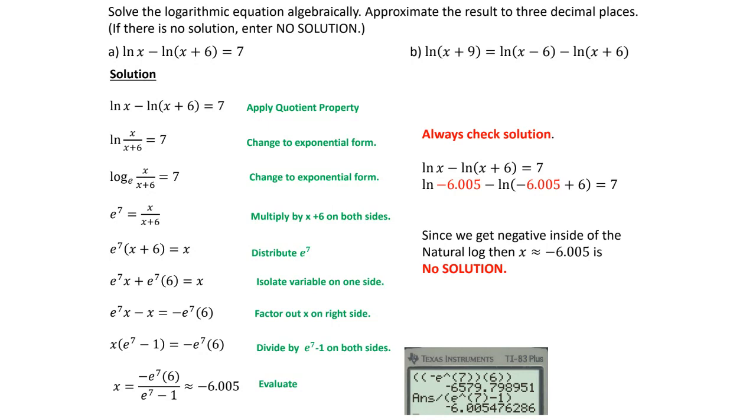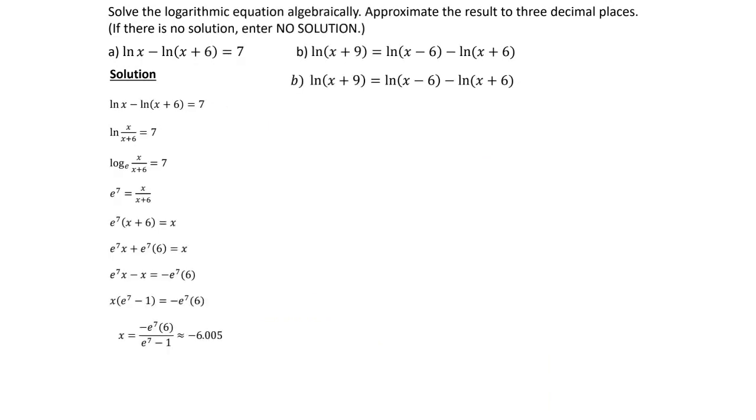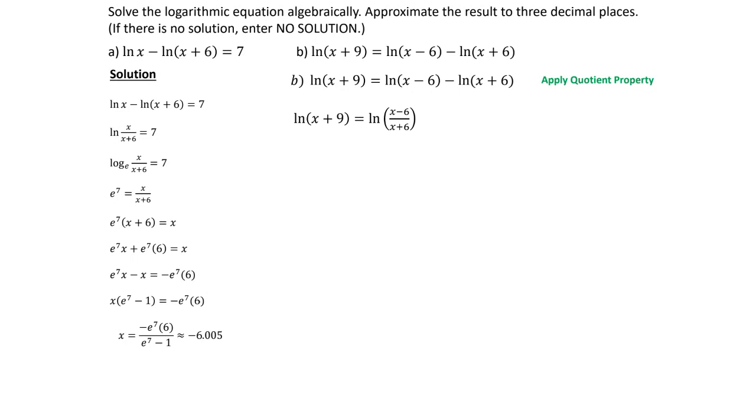Okay? All right, so let's go ahead and do B. The natural log of x plus 9 is equal to the natural log of x minus 6 minus the natural log of x plus 6. Again, let's use some of our properties to condense to try to solve for x. Okay, so we can see that on the right side, we can condense it. We have a subtraction of two equal logs. So we'll use our quotient property. So it's going to give us the natural log of x minus 6 over x plus 6.